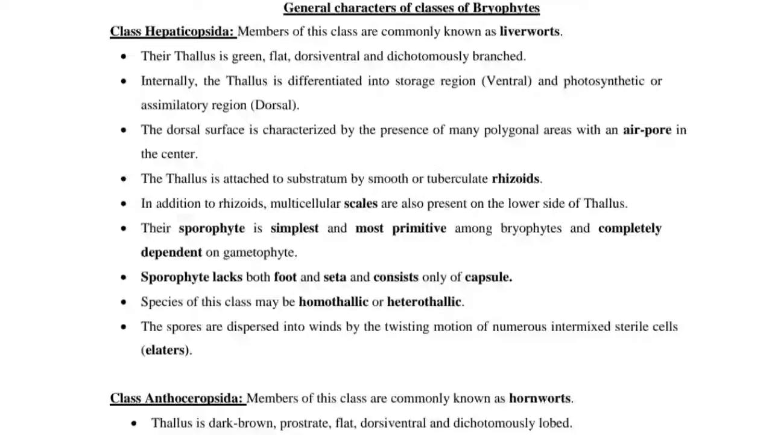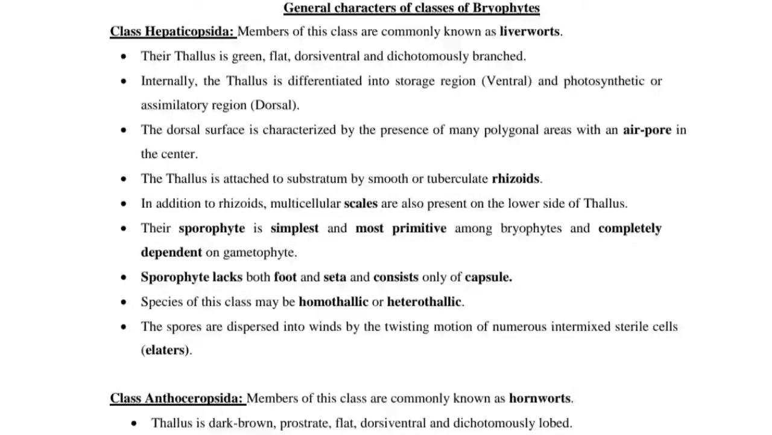Internally, the thallus is differentiated into a storage region, ventral, and a photosynthetic or assimilatory region, dorsal. The dorsal surface is characterized by the presence of many polygonal areas with an air pore in the center. The thallus is attached to the substratum by smooth or tuberculate rhizoids. In addition to rhizoids, multicellular scales are also present on the lower side of the thallus.